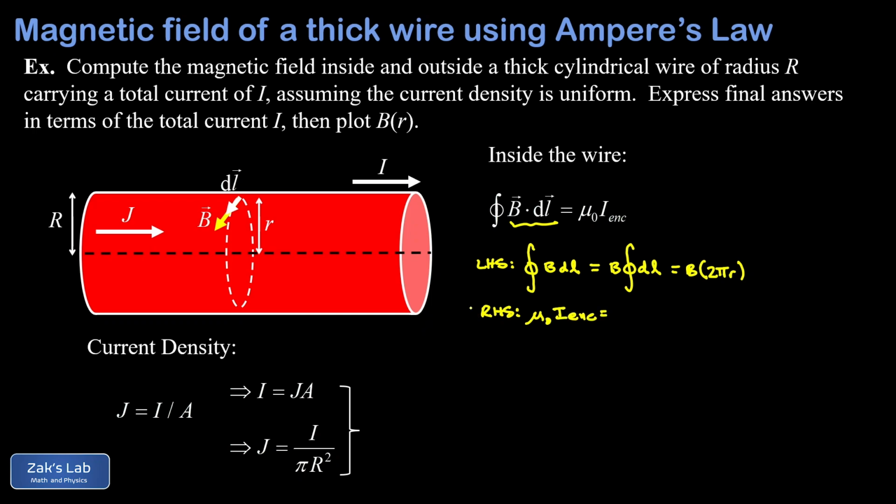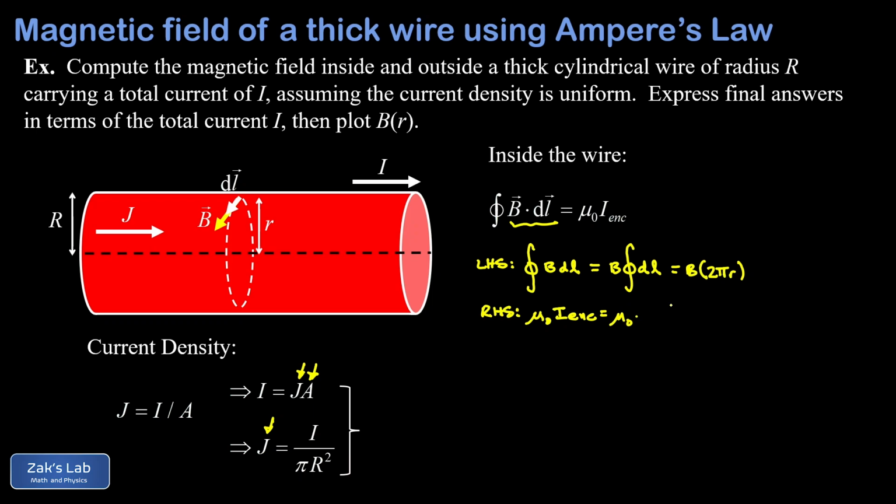But our Amperian loop has a radius less than the radius of the entire wire, so it's not going to enclose the entire current I. It's got to be less than that. And this is where we get back to the idea of current density. The enclosed current is going to be given by the current density J multiplied by the cross-sectional area of the Amperian loop itself. And the current density J is given by this expression, I over pi times big R squared.